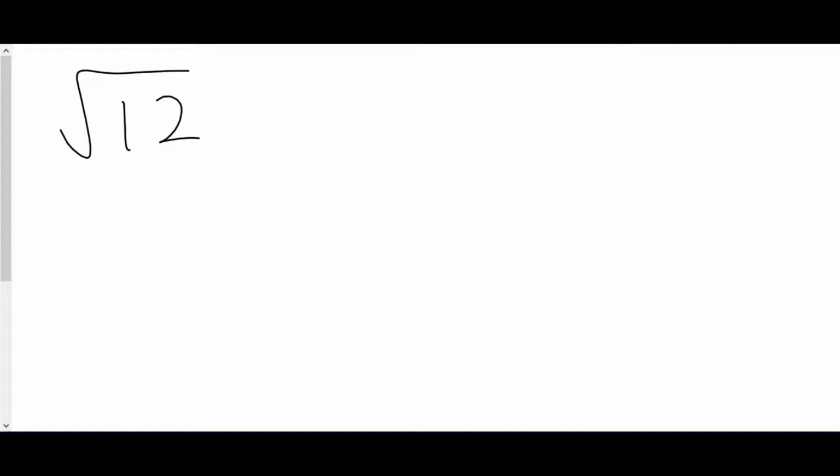Square root of 12. So what number times itself would be 12? Well, I'm not really going to be able to do that. There isn't a number times itself, at least one that's not a decimal, that's going to be 12. So how can I simplify this value? What I'm going to do is something called prime factorization. And that means I'm going to take the number 12 and break it up into prime numbers.